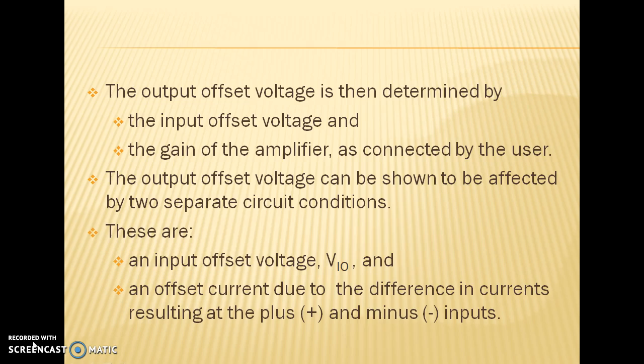The output offset voltage can be shown to be affected by two separate circuit conditions. First, an input offset voltage VIO, and second, offset current due to the difference in currents resulting at the plus, that is non-inverting terminal, and minus, that is inverting terminal inputs.